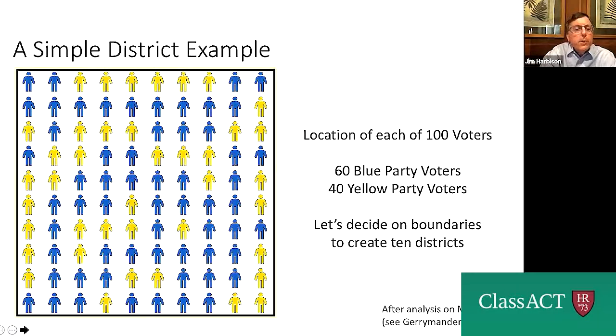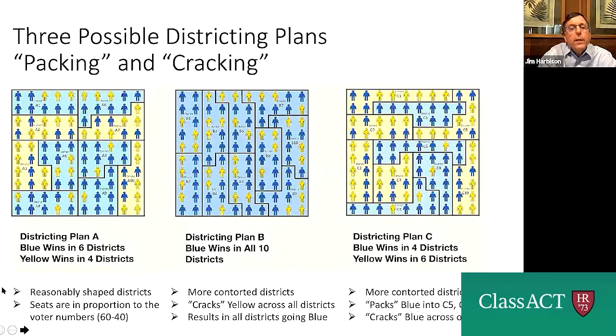This is just a simple district example. This is much simpler than a regular state. In this state here, we have 100 voters, 60 are blue and 40 are yellow. So 60 is the majority party. And they're just laid out in this little square layout. Now, if we turn to the next slide, how would we district this? Let's say we wanted to have 10 representatives. So we need 10 districts of 10 people each. So take a look at these three possible ways, from many, many ways, of how you could redistrict this particular state.